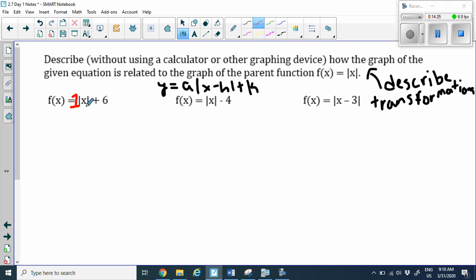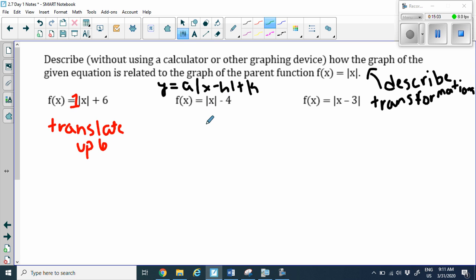Now, if I look, there's really no h value. So that means I don't have any horizontal shift. And then with the plus 6, that's where we get into it. That is our vertical shift here. Since we have a plus 6, going back to our summarization, when we have a plus k, that means we translate, and once again, that's our key word here, we translate up 6. So I do have a vertical shift for this one.